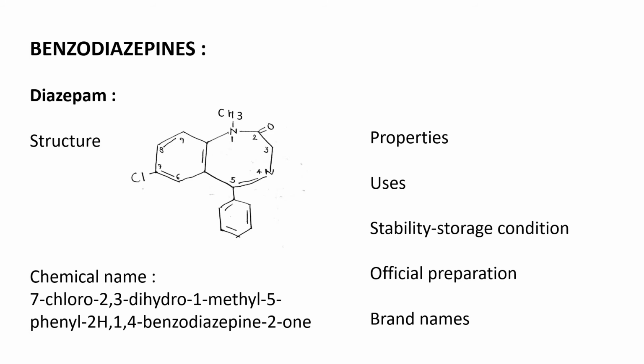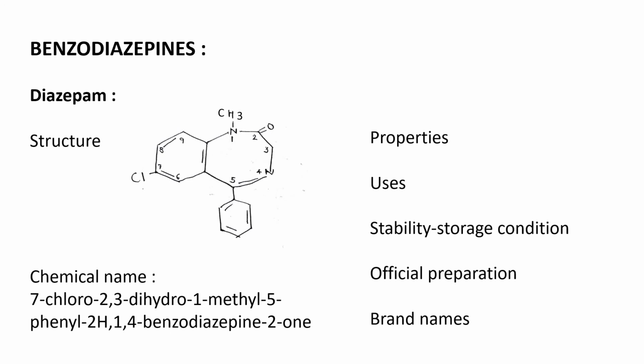Properties: white to pale yellow, odorless crystalline powder, bitter taste, freely soluble in chloroform, soluble in ethanol, sparingly soluble in water. Stability and storage: it is degraded by moisture and light, hence stored in tightly closed light resistant containers.